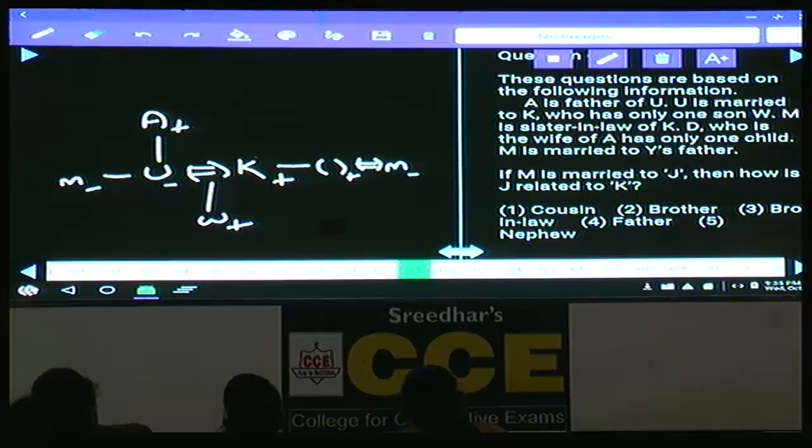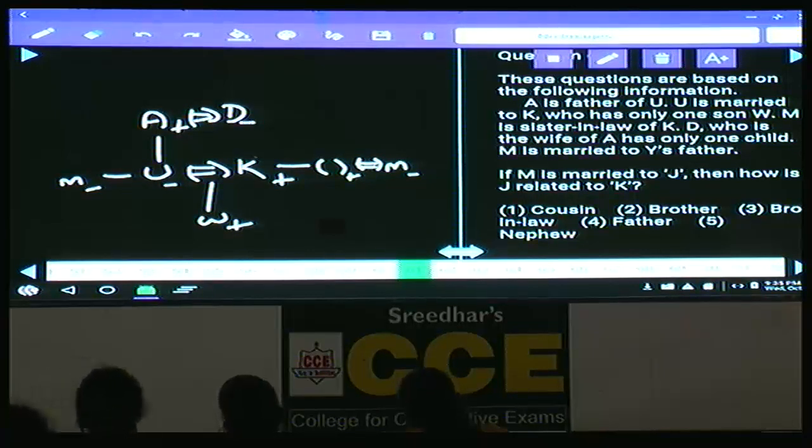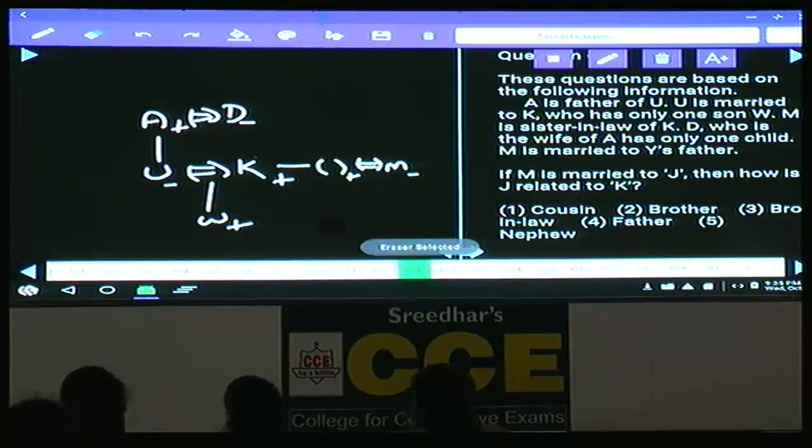D is the wife of A. Now this D, the wife of A, has only one child. As D is the wife of A having only one child, M cannot be the child of this A. Hence M should be this K's brother's wife. Done with this? And only child.